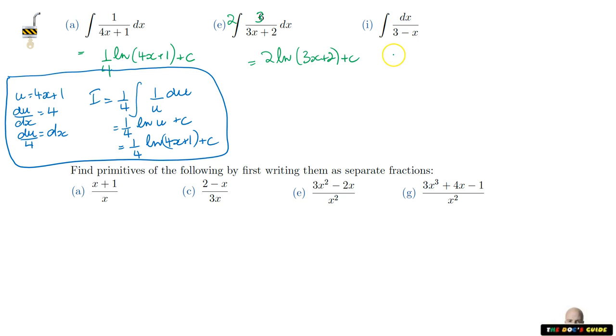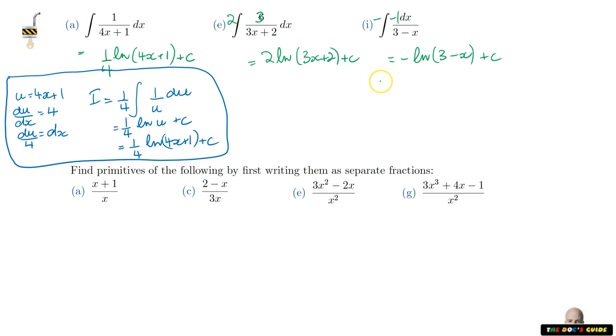For this one here, what would we like the top to be? We would like the top to be minus 1. So if I put a minus 1 there, how do I undo that in a sense? I'll put another minus 1 out the front. So this is minus the log of 3 minus x plus c.